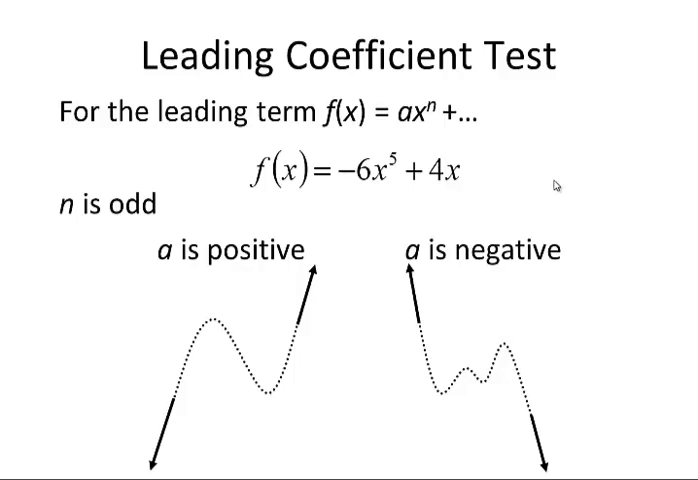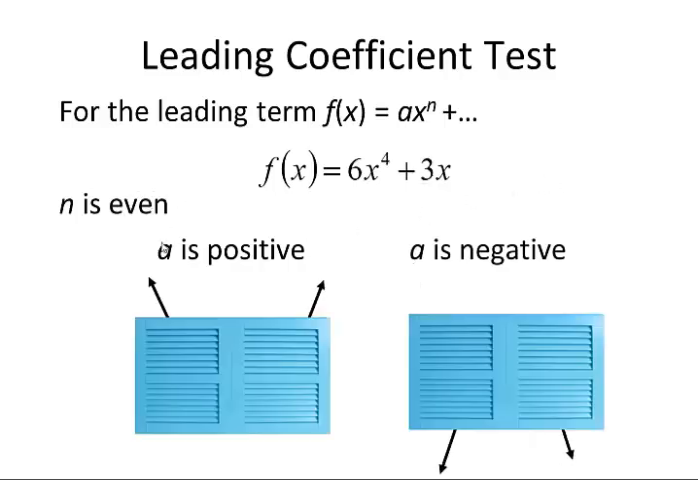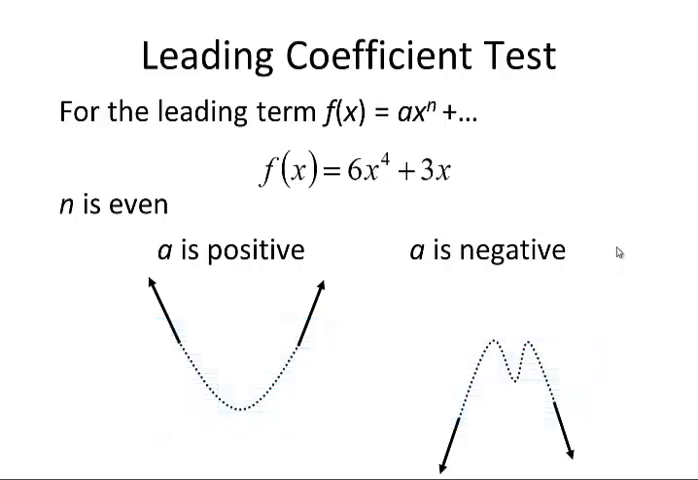All right? What happens when it's even? Well, when it's even, it looks like a parabola. When it's even, both ends are either going up when the 6 is positive, or both ends are going down if the 6 is negative. We don't know what the middle part is, so we actually don't care at the moment. We're only looking at the ends. Just remember, the leading coefficient test is looking at the ends. Up to the left, up to the right, or down to the left, down to the right. That's because the exponent is even.